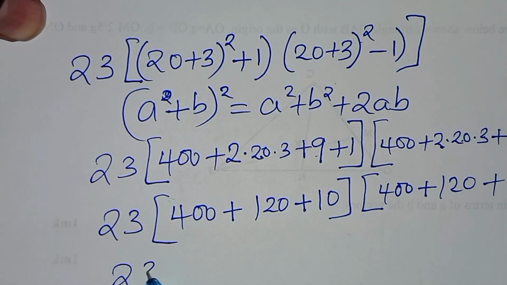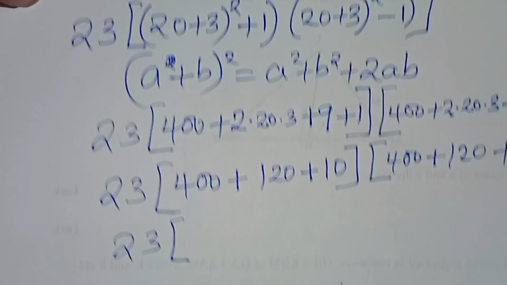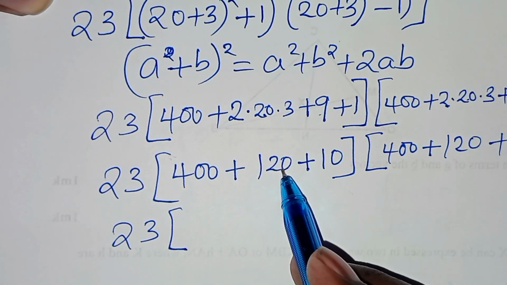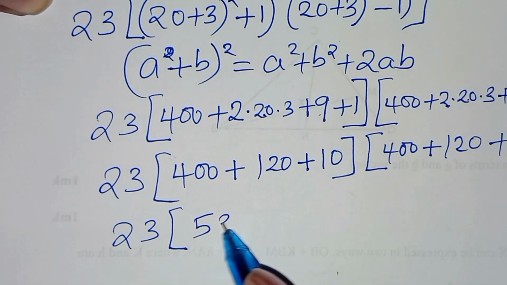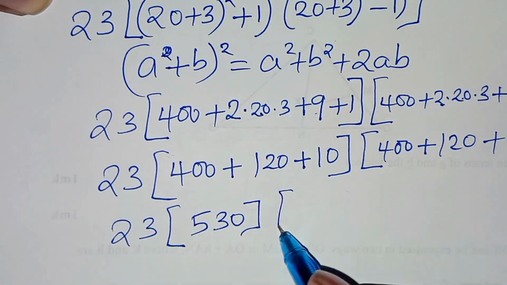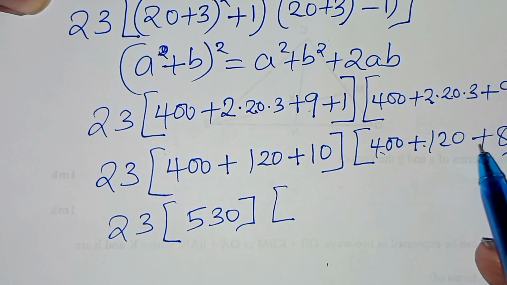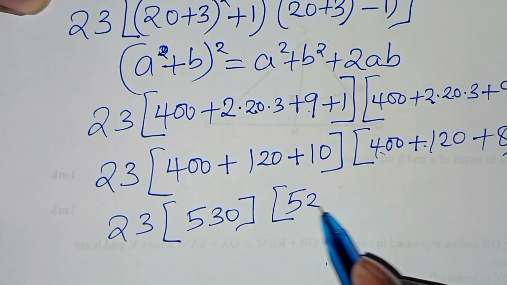Now let's proceed here. We have 23 into the bracket here: 400 plus 120, this is 520, plus 10, this is 530. In the second set here, we have 400 plus 120, this is 520, plus 8, this is 528.